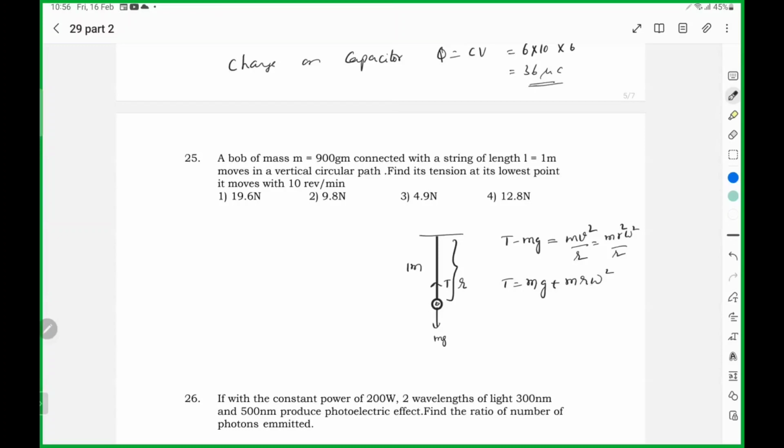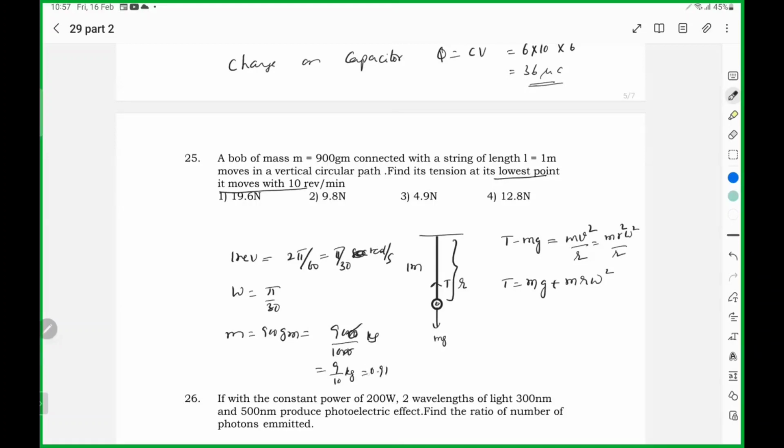What is the need of omega? He told it moves with 10 revolutions. 1 revolution means it covers 2 pi radians. 1 minute means 60 seconds. So omega here is pi by 30 radian per second. So mass here is 900 grams. Answer in newtons, so convert in kgs. So 9 by 10 kg, 0.9 kg.